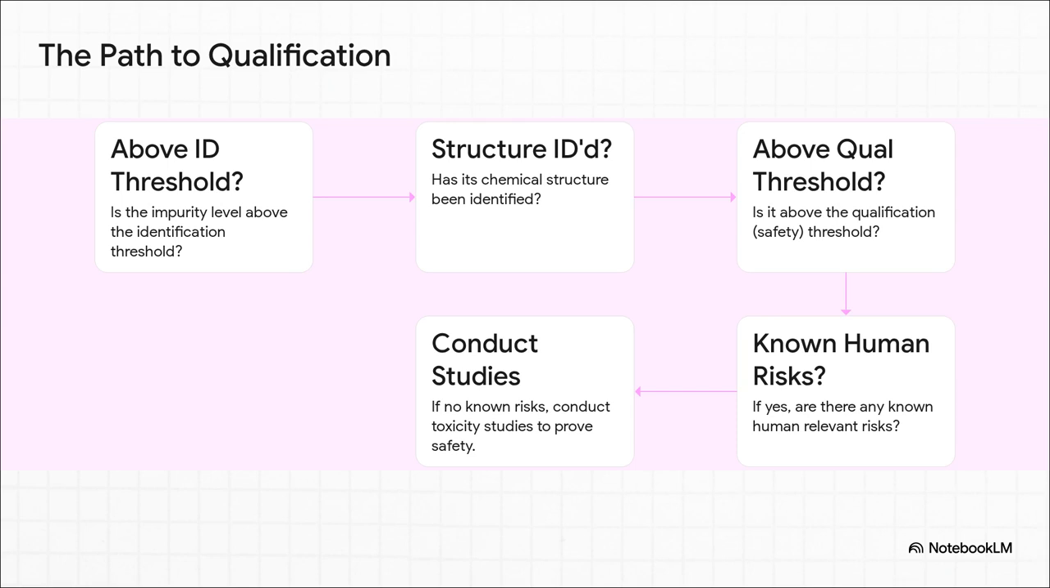Is the impurity above the identification threshold? If yes, is its structure known? Is it above the safety threshold? If the answer is yes again, are there any known human risks? And if the answer to that is no, then new studies must be conducted. It's just a systematic path to a safe conclusion.